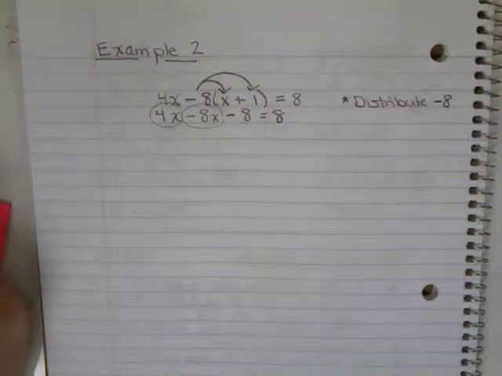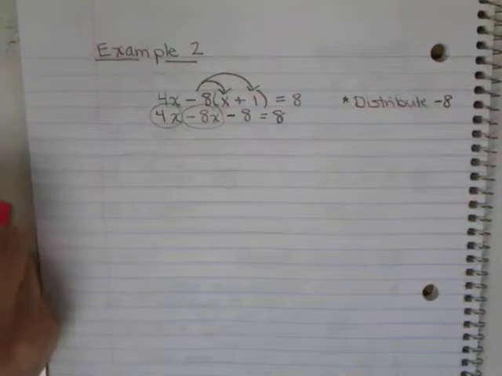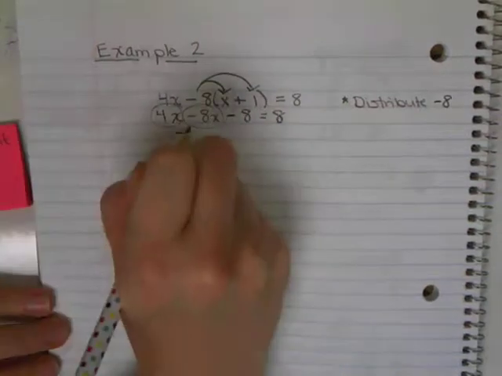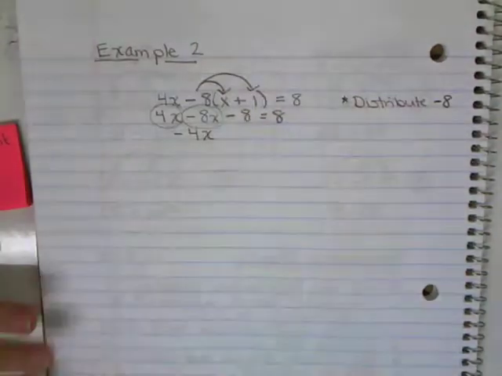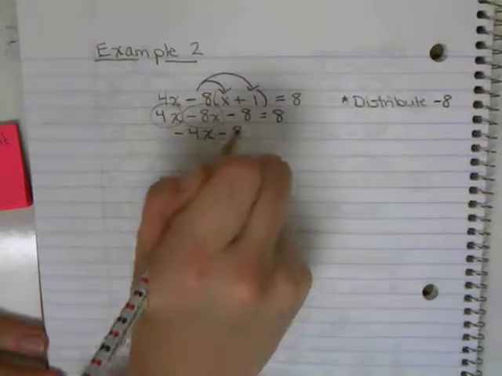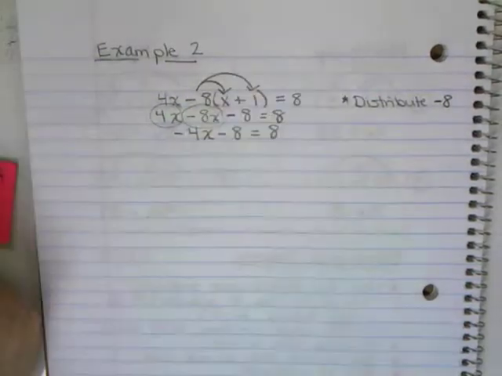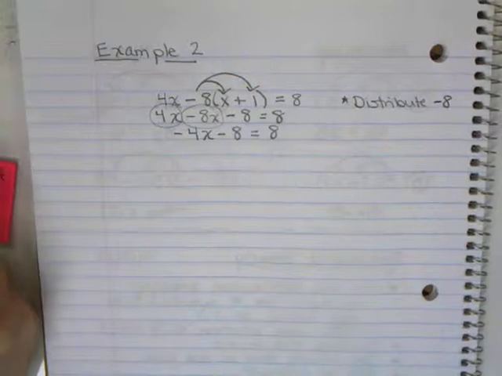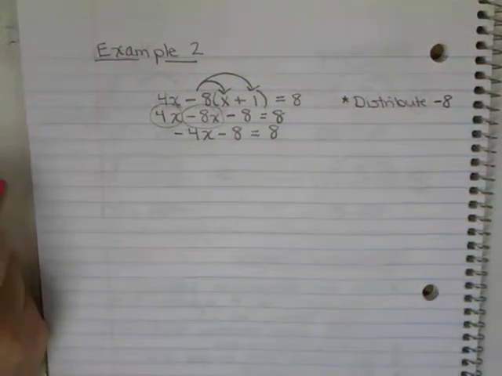Say that a little bit louder for me. Negative 4x. Say it like you mean it. Negative 4x. And then I'm just going to bring everything else down. Minus 8 equals 8. What do I do next? Divide by 4.